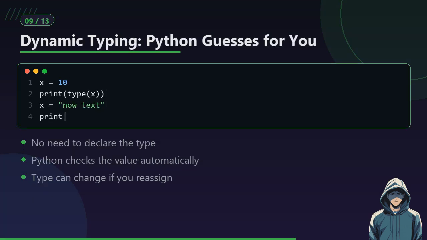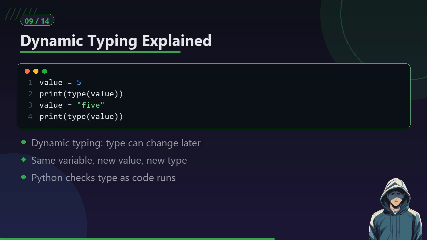You might wonder how Python knows whether a box holds a number or text. This is called dynamic typing, and it means Python looks at the value you give it and figures out the type on its own. Notice in the example, x starts as a number and then becomes text, and Python just goes along with it. In short, Python decides the type based on whatever value you just assigned.